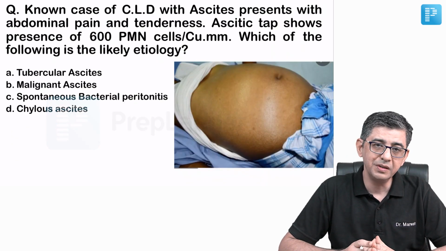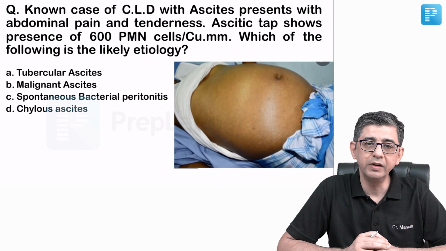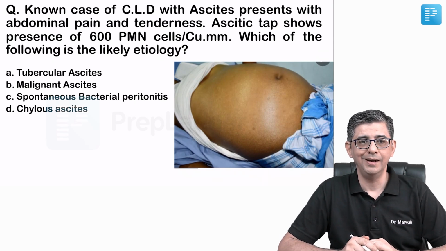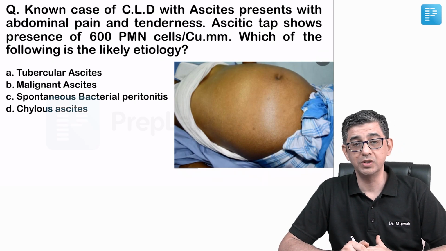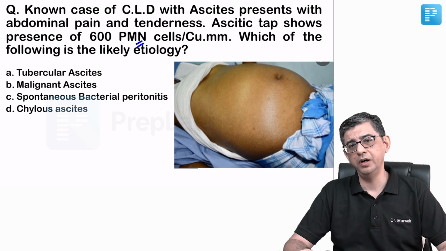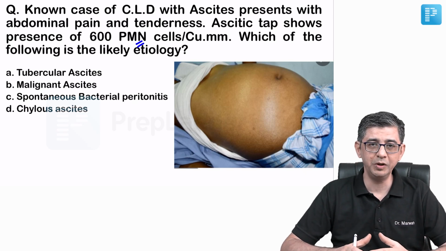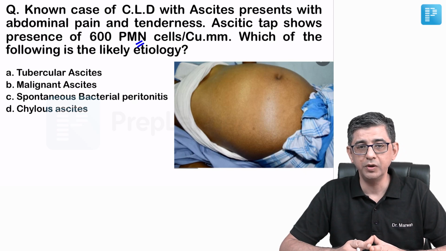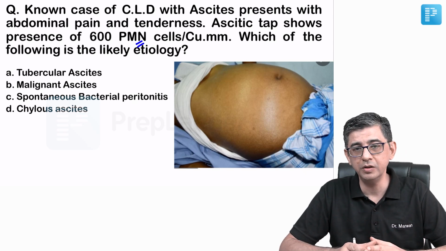Coming to the second question, he said a known case of chronic liver disease with ascites presents with abdominal pain and tenderness, and the ascitic tap of this patient shows 600 neutrophils per cubic millimeter. You see, neutrophils have no business to be in the peritoneal cavity in the first place, forget about peritoneal fluid. So he says, which of the following is a likely etiology?